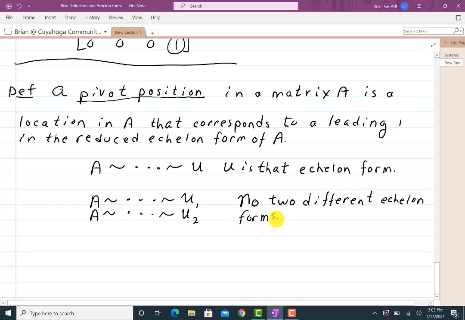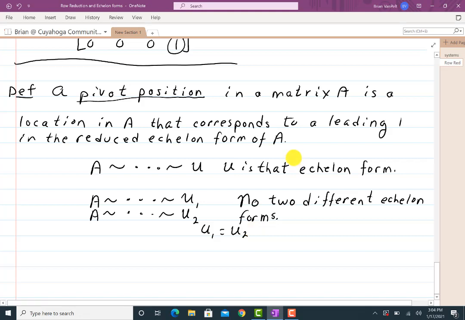What that means is no matter what you do and you arrive at U1, and no matter what they do and they arrive at U2, U1 will equal U2. As long as you're using row operations, it doesn't matter what you do, you will end up at the same spot. We right now do not have the means to prove such a thing. We have to wait till we get to a topic called vector spaces later on. But for now, just know that there is only one answer when you're asked to give the echelon form, the reduced echelon form, sorry.